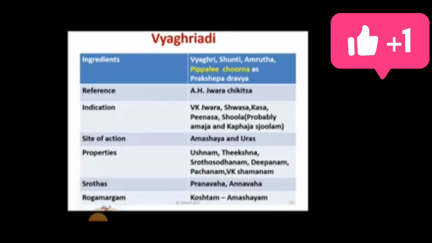So have you seen this one interesting factor? Vyaghri, Shunthi, Amrita, three ingredients, and Pippali as a Churna, as a Prakshepa Dravya. Why did the Acharya include this Pippali as a Prakshepa Dravya? Why didn't he make it an ingredient itself? That is the main thing. That factor points to the nature of the yoga.